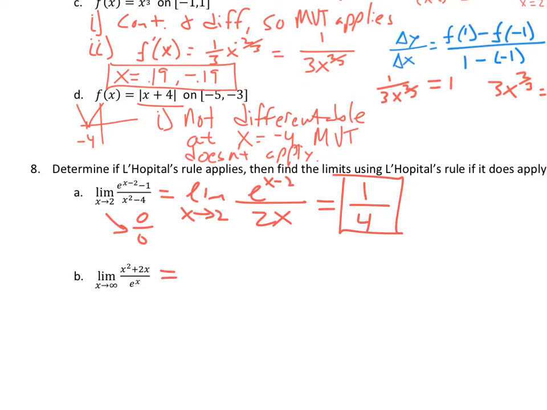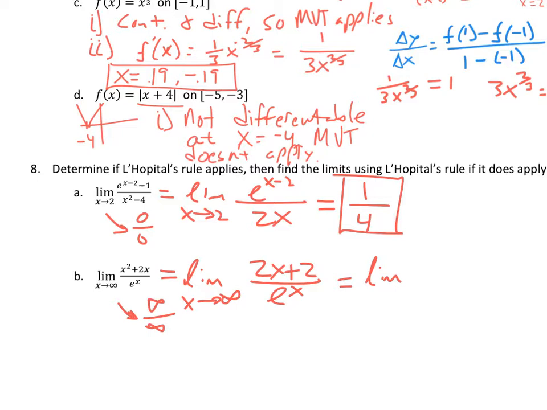And down here, we plug in infinity. We see that this goes to infinity over infinity, so L'Hopital's rule does apply. So let's take the derivative of the top, and that's 2x plus 2. Derivative of the bottom is just e to the x. If you plug in infinity there, you'll see that it's still going to infinity over infinity. So we've got to take the derivative again. We get 2 on top and e to the x on the bottom.